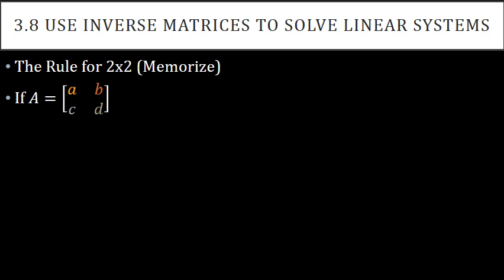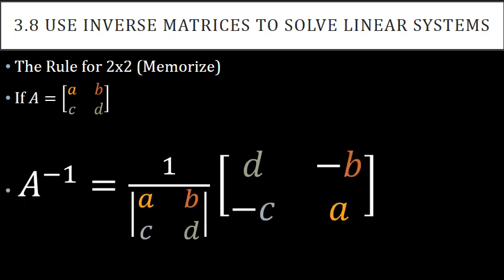If matrix A is A, B, C, D, the inverse of matrix A is 1 divided by the determinant times what I call the mixed-up matrix. Notice the A and the D have traded places, and the B and the C have changed signs.